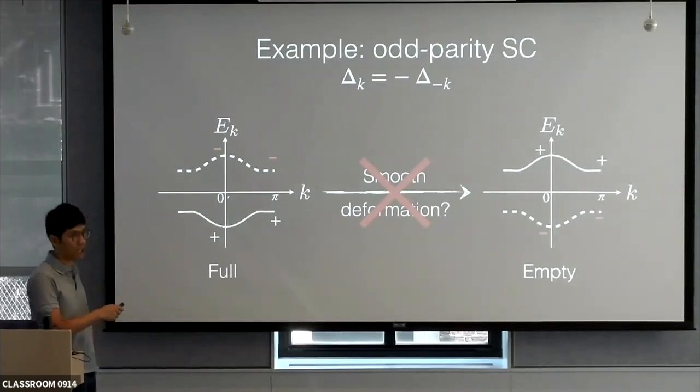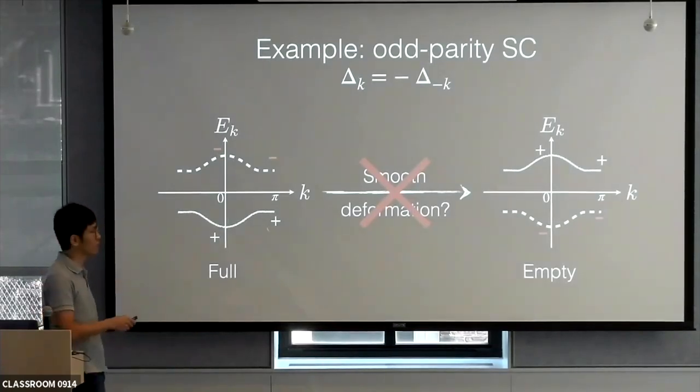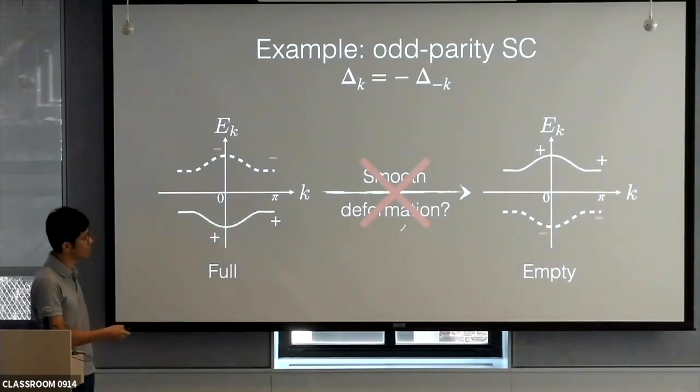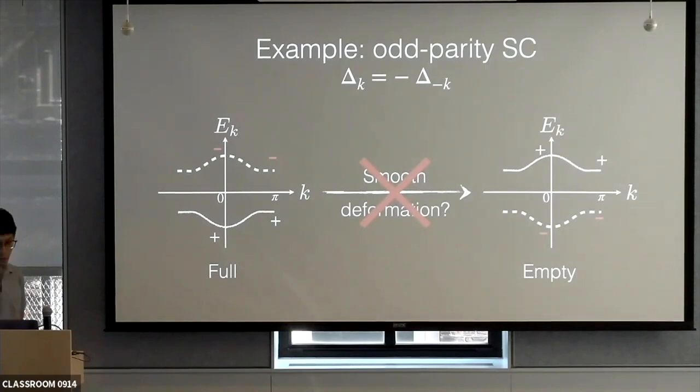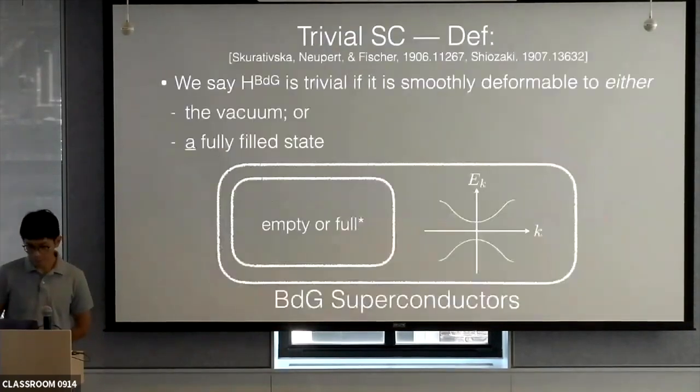So when they touch, they actually cross each other. So basically, you must get a gapless space, or you must get some gapless point when you try to deform from left to right. So this is one example in which just because of the presence of spatial symmetries, you realize that the full state and the empty state are no longer smoothly connected in general.